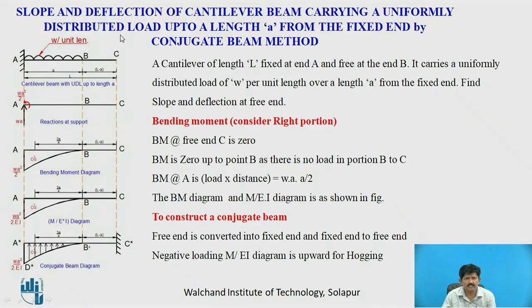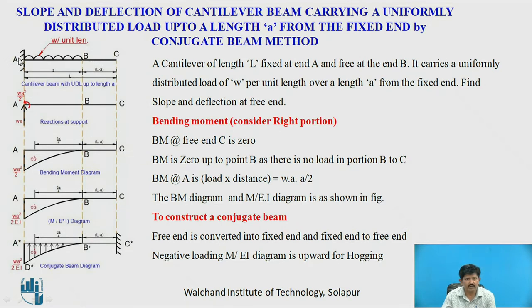Now we will consider a second problem: a cantilever beam carrying a uniformly distributed load up to a length A from the fixed end, by the conjugate beam method. Now first we will find the bending moment at C, B and A. So bending moment at C is 0 as it is a free end. So bending moment at B will also be 0, considering the right portion only, as there is no load. So the bending moment will be 0.